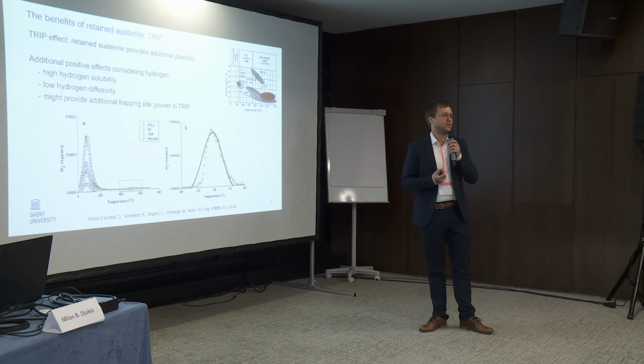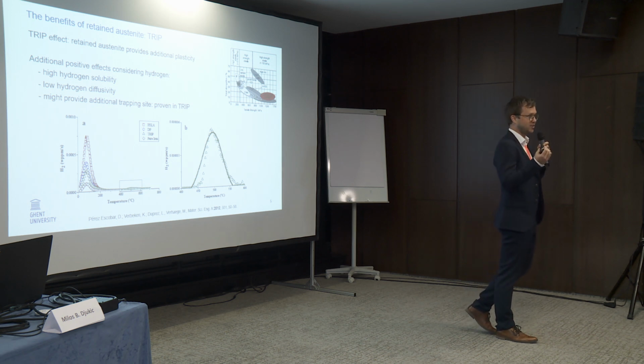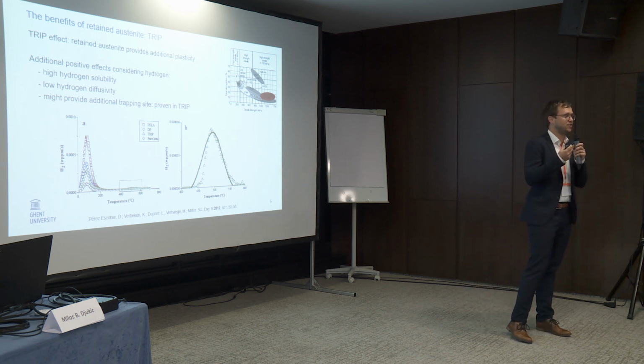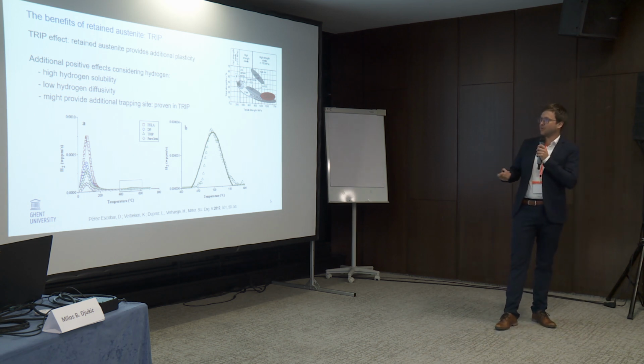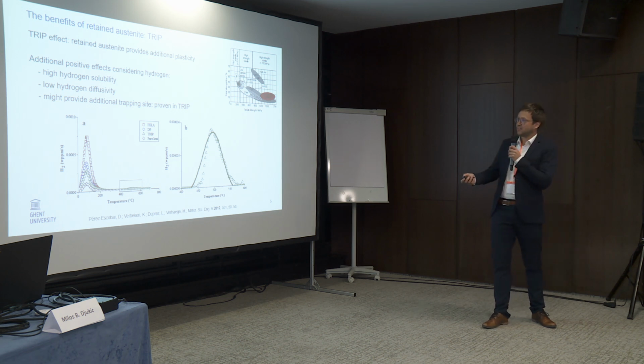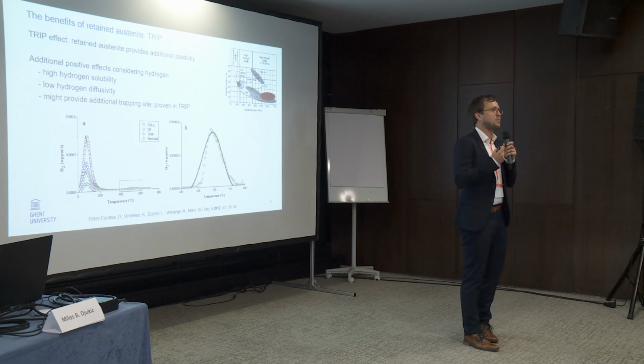However, upon deformation, that retained austenite transforms into martensite, fresh martensite, which is quite brittle, and it can also initiate your fracture. In very early work, about 10 years ago, we compared different automotive steels. You can see here the TDS profile, but at the high temperature, it's very tiny, but we had some presence of retained austenite that trapped hydrogen.